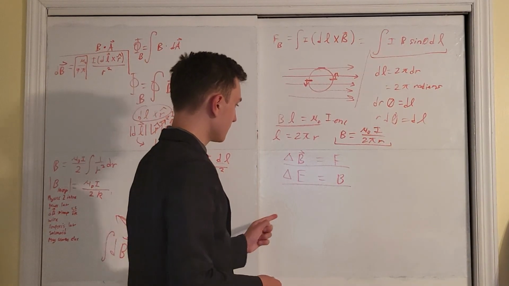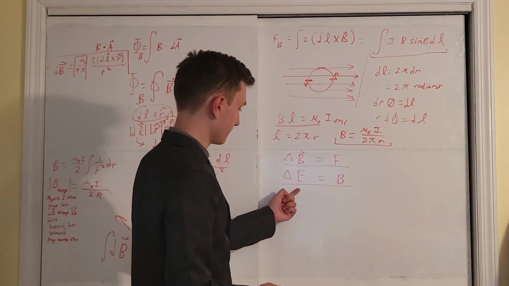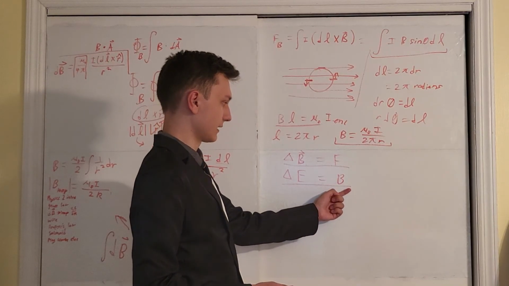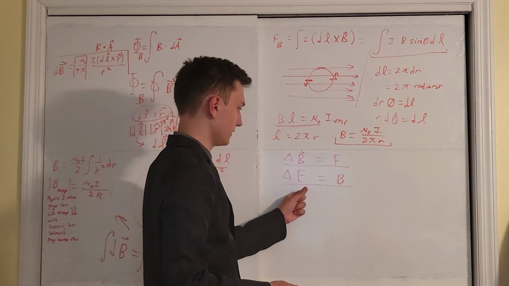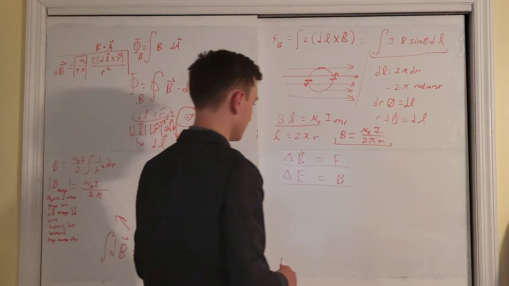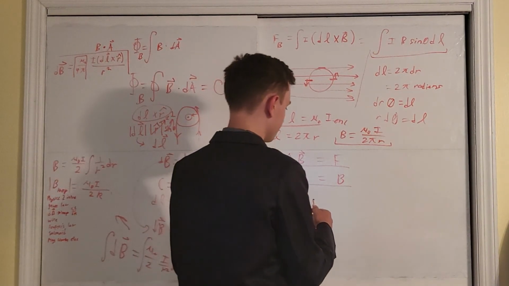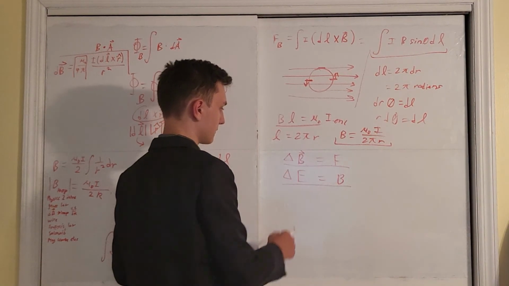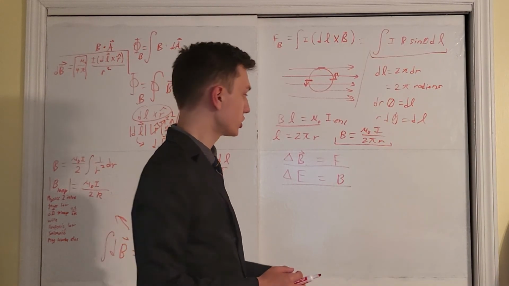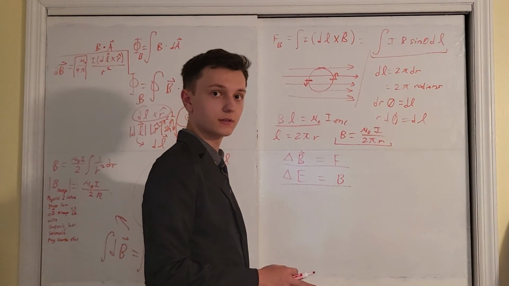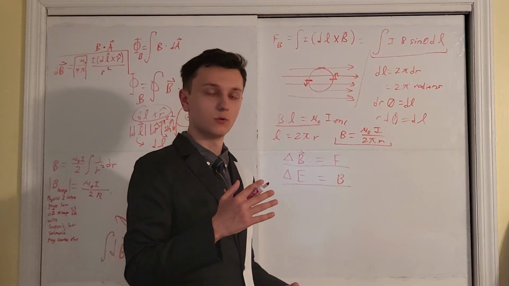So an important thing to note here is that if I have a constant electric field, then I will not produce a magnetic field. It must be a changing electric field to produce a magnetic field. The same goes for the magnetic field. I must have a changing magnetic field to produce an electric field. A constant magnetic field won't work.